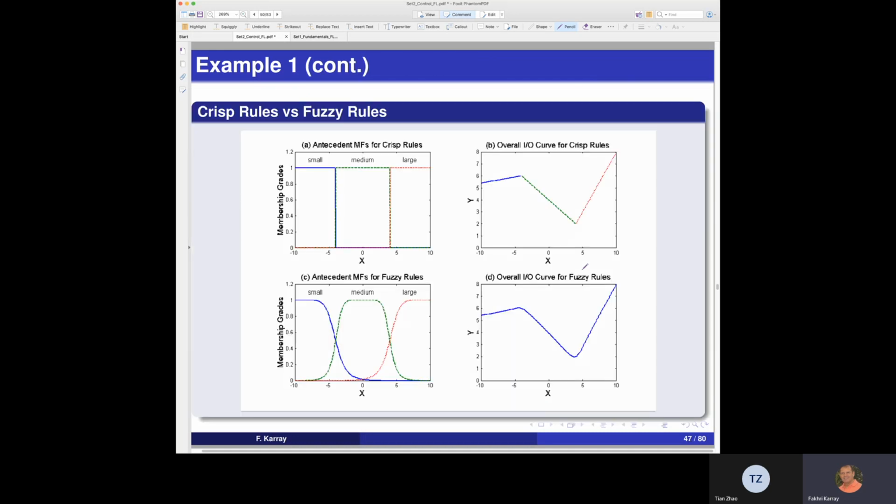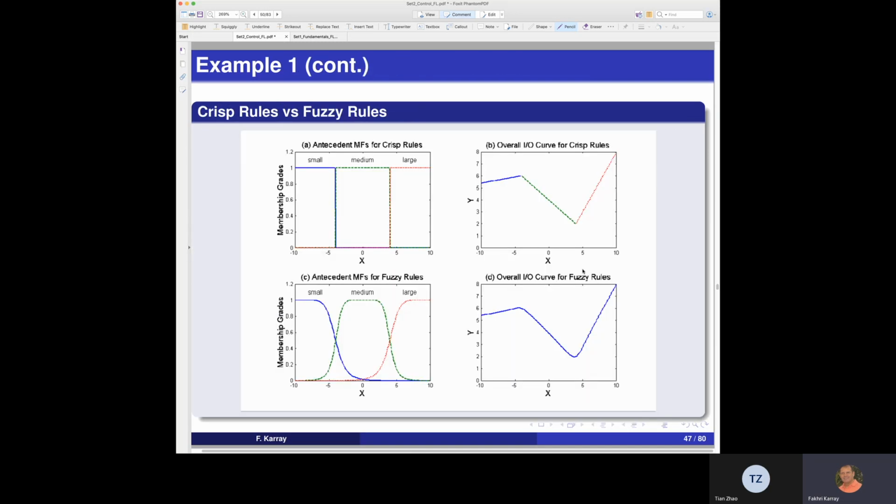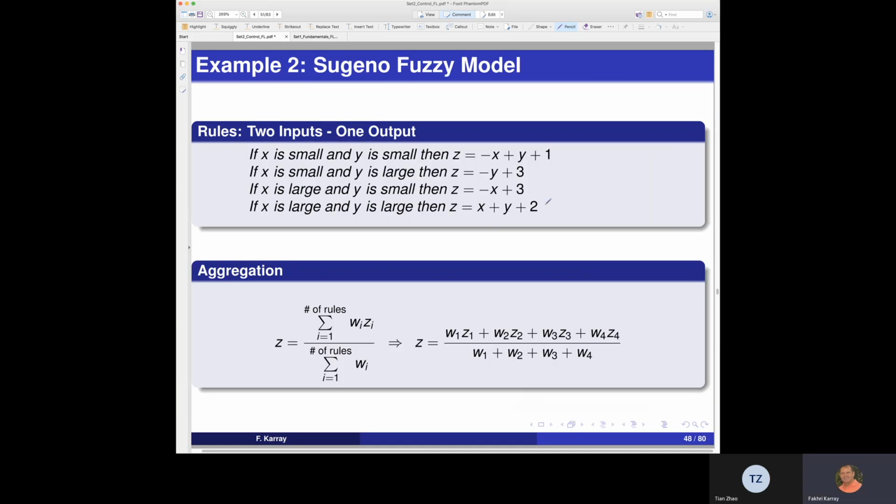Let's look at this system. I will go back to this particular representation here. But let's look at when we are dealing with two antecedents.